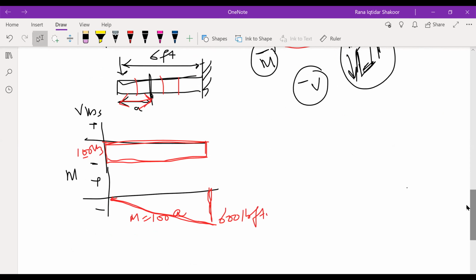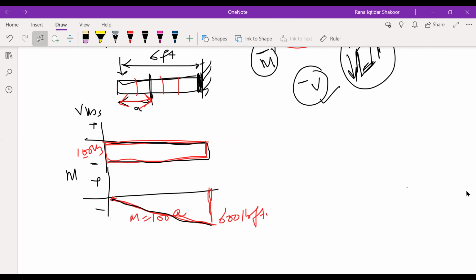This is negative 100, because V in this particular case will be the same across the beam. So it will be constant, right? It will be a constant 100, and because it is negative, it will be on the negative side. Whereas moment again is a function of 100 and a function of A. So moment will be 100 into A, and the maximum will be 600, and that 600 will be over here, and this will be a continuous slope, right.